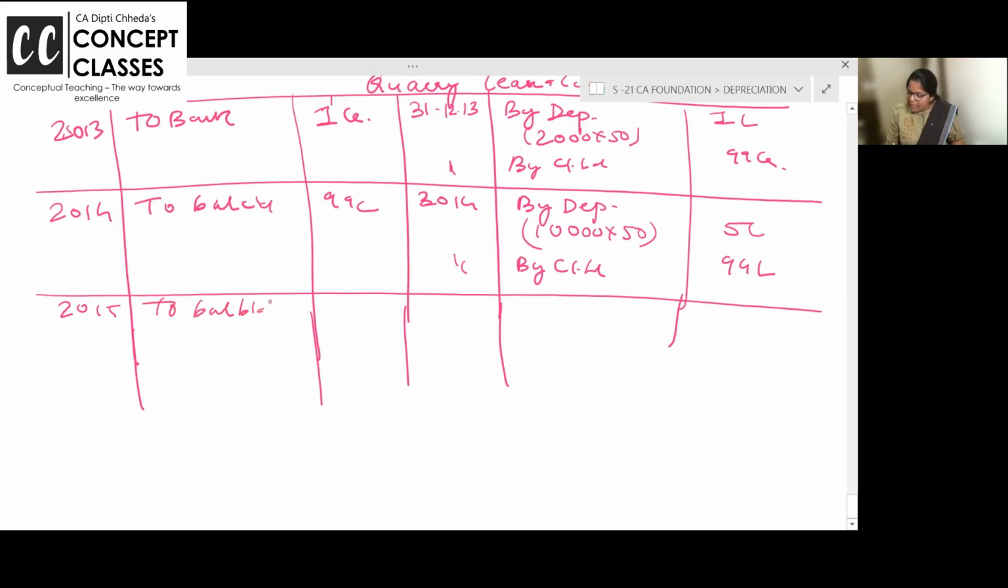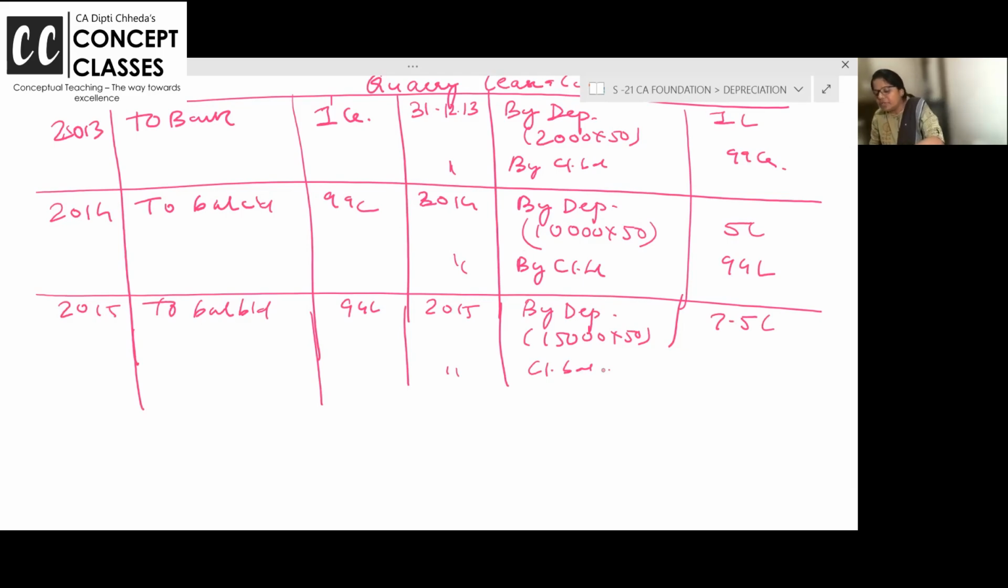Again, third year, 2015, balance brought down as 94 lakhs. Charge depreciation: 15,000 tons into 50. If not, 2 lakh tons is this much, 15,000 is how much, it will come to this. This time it is coming to 7.5 lakhs. So what is the closing balance? 94 minus 7.5, that is going to be 86.5. Clear? Easy or not?